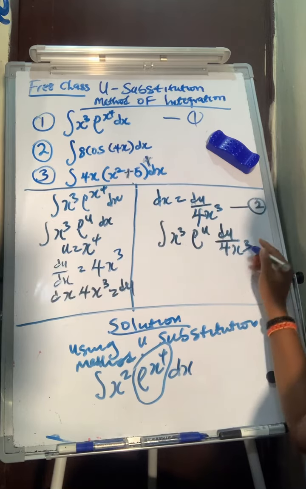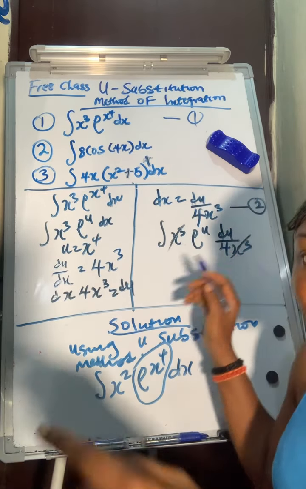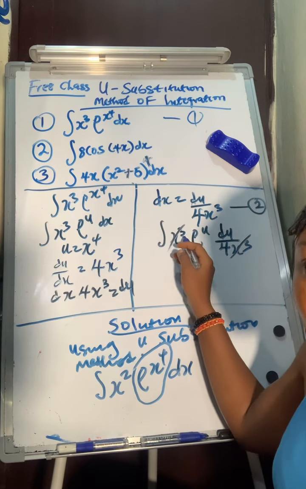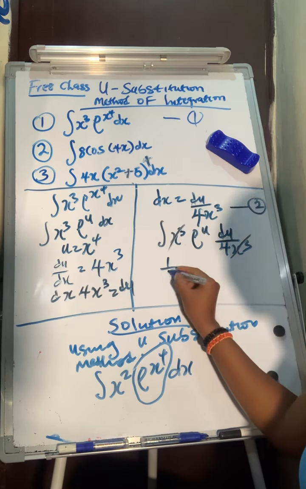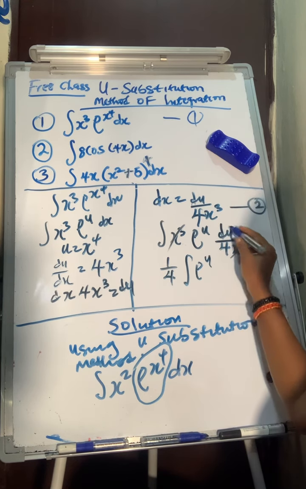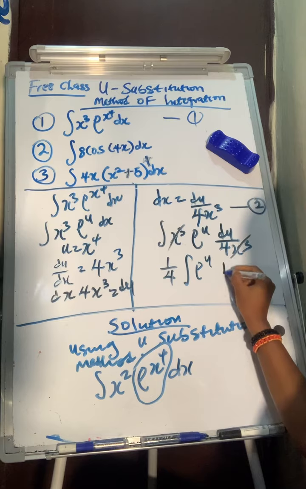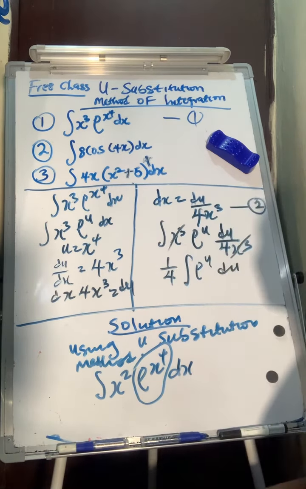Now, we've done this. You can see clearly that this can cancel this. So if this is cancelling this, what do we have? 1 over 4. 1 over 4 has to go out. Then the integral of exponential u. Then everything here is now du. So let's work the operation using the integral of this part.